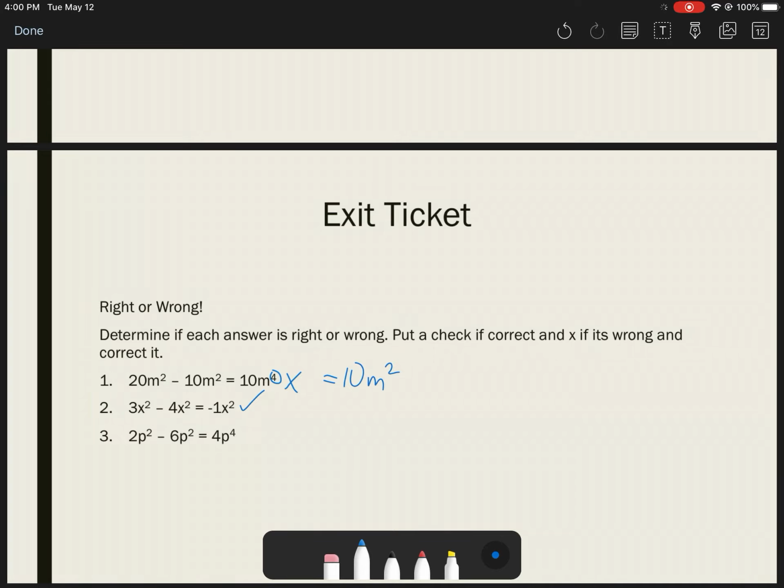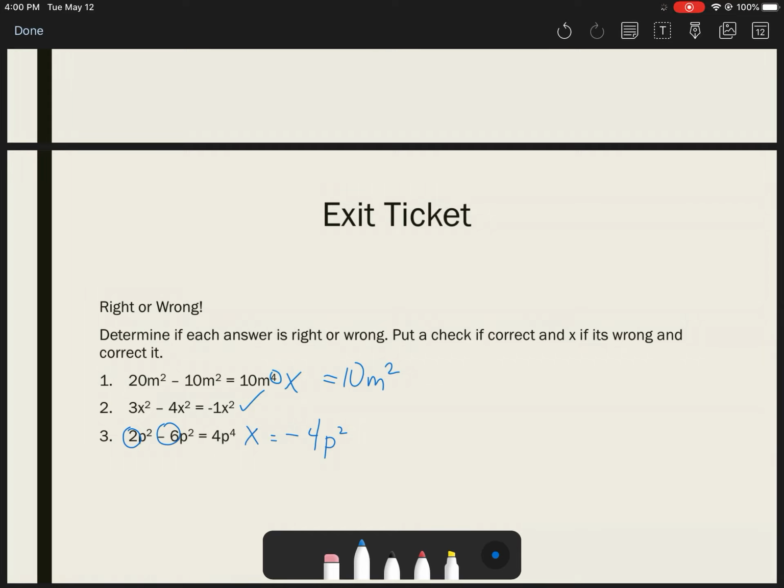Number 3, 2p squared minus 6p squared equals 4p to the 4th. Is that correct? We got a couple of mistakes here. First of all, 2 minus 6 is going to give us negative 4. And then the base with the exponent needs to stay the same, so that should be negative 4p squared.